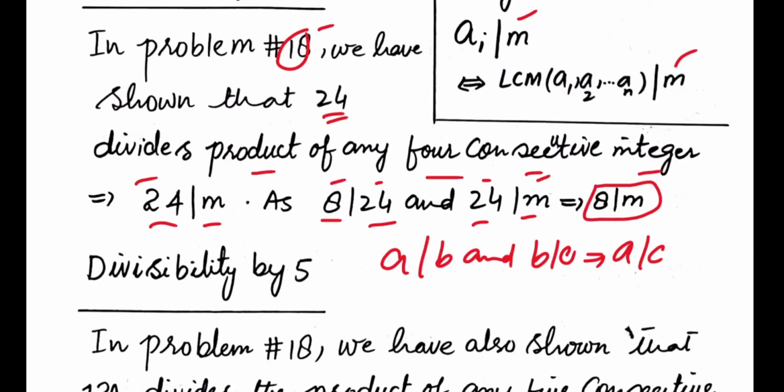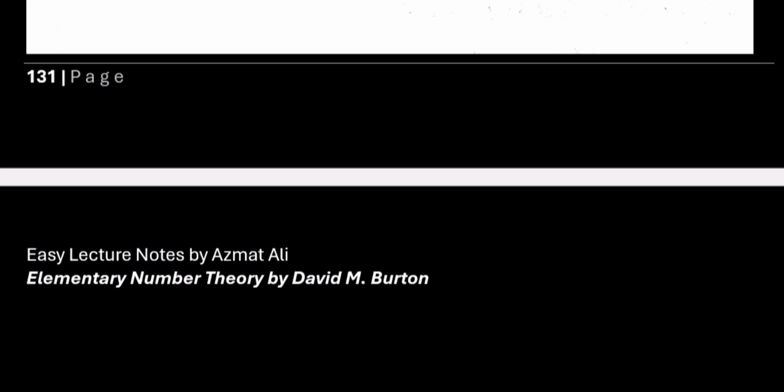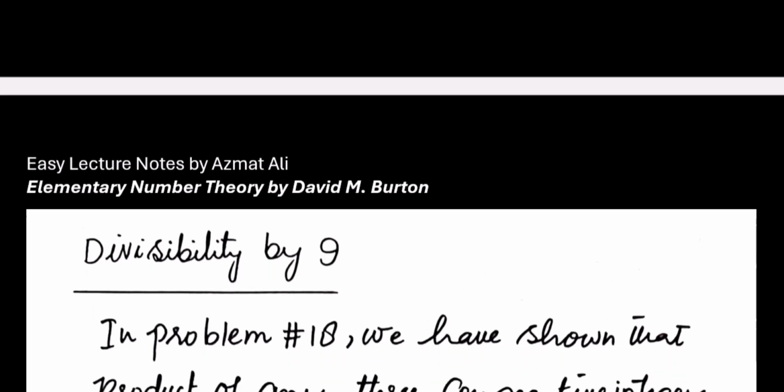Next we show that the number is divisible by 5. In problem number 18, we have also shown that 120 divides the product of any 5 consecutive integers, that is 120 divides m. As 5 divides 120 and 120 divides m, again by using the transitive property of divisibility, 5 divides m. Lastly, we show that the number is divisible by 9.